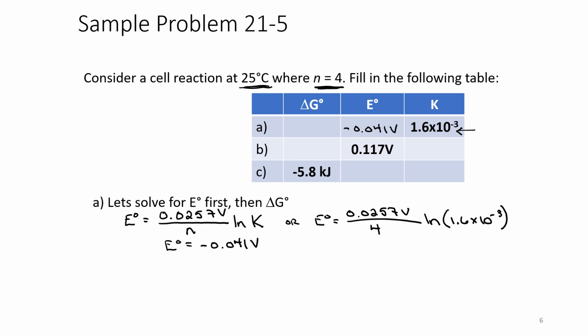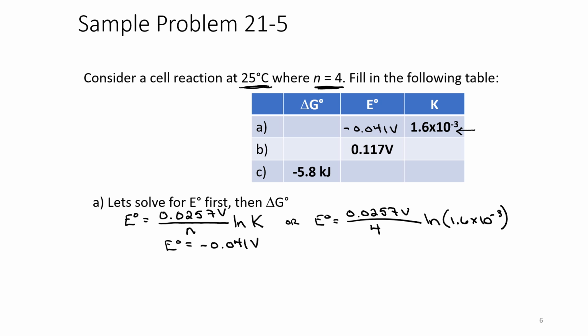So does that make sense? I'm going to ask myself that. Our K was less than 1. 1.6 times 10 to the minus third is a number that is less than 1. So thus we should have a negative voltage, and we did. So that checks out. That makes sense.